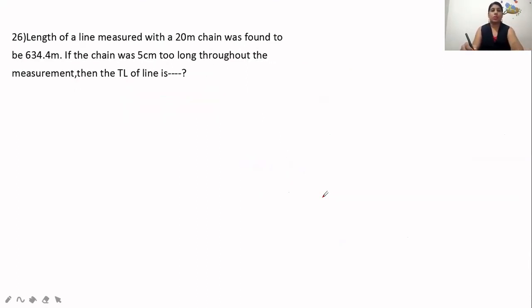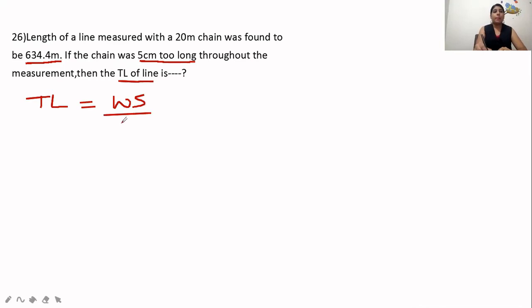Next question. Length of a line measured with a 20-meter chain was found to be 634.4 meter. If the chain was 5 centimeter too long throughout the measurement, what is the true length? We have studied that true length is wrong scale by correct scale into measured length.